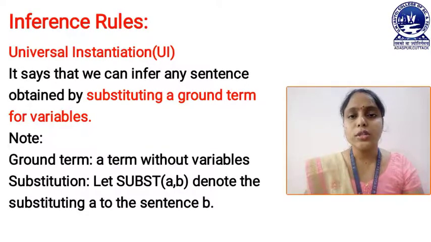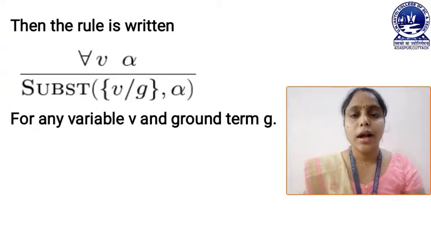Now in universal instantiation we use this ground term and substitution for instantiating our sentence. That means in universal instantiation we substitute a ground term for a variable. Now look at the rule of universal instantiation. For all V alpha, SUBST({V/G}, alpha). In this rule, V is the variable and alpha is the sentence.